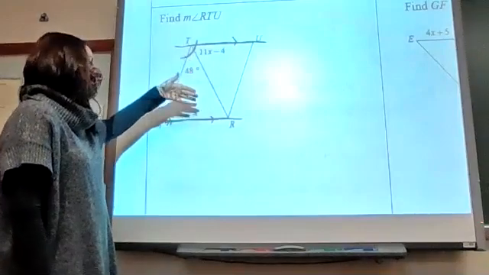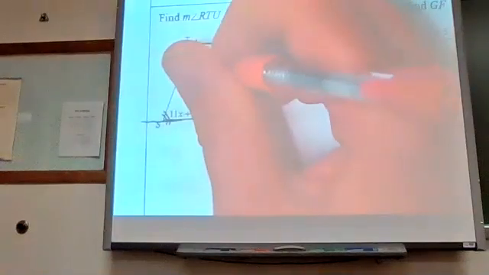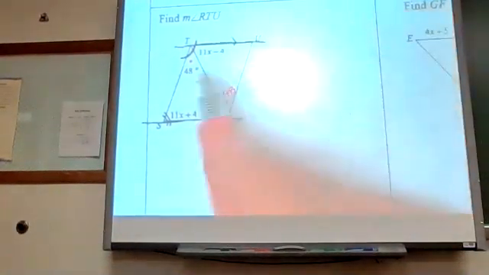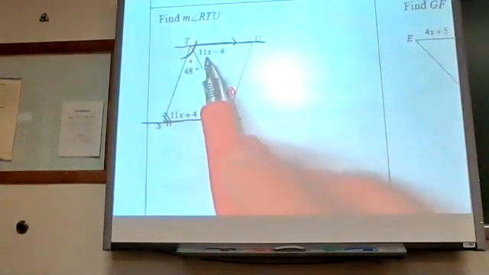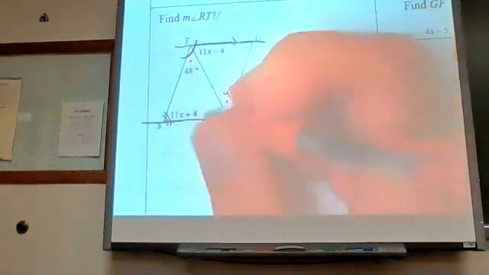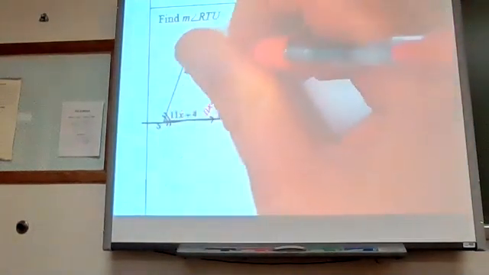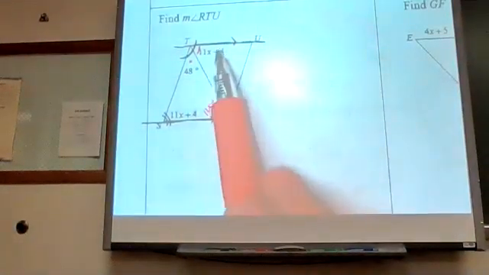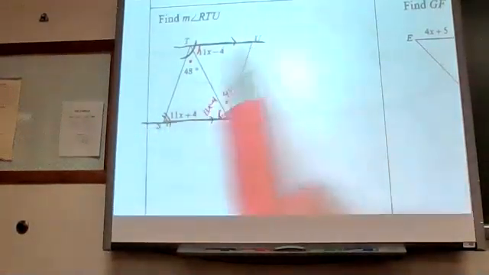The other way that I can look at this and get the same equation is that I do have alternate interior angles. So if I have 48 degrees here, I have 48 here. And if I have 11x subtract 4 here, then I have 11x subtract 4 there. Okay, so I can also use alternate interior angles, or I could use that my opposite angles are the same.